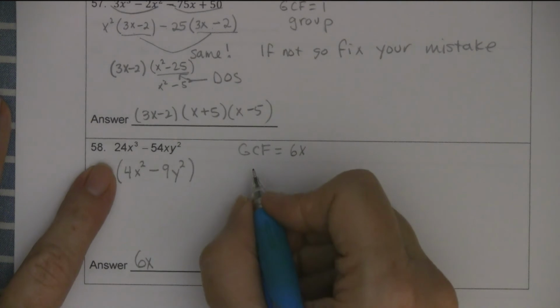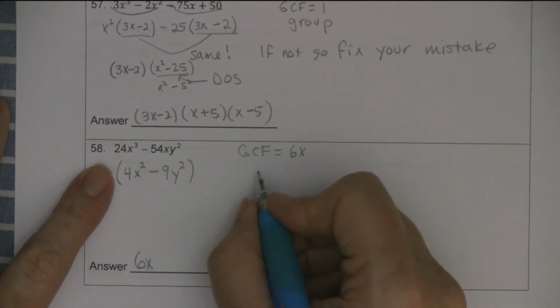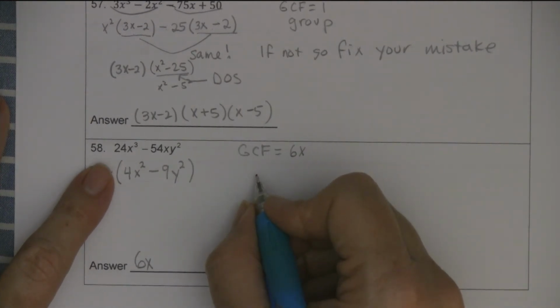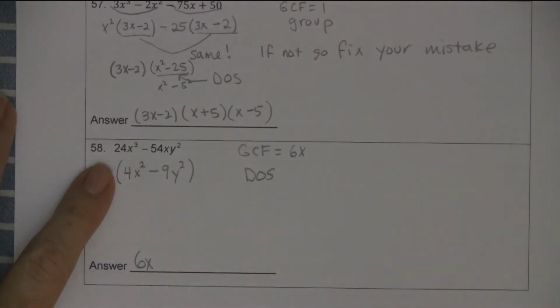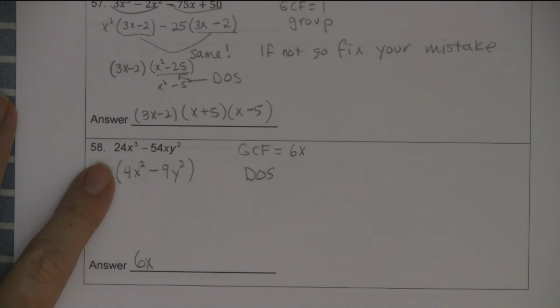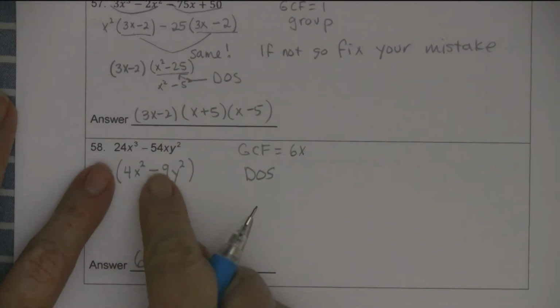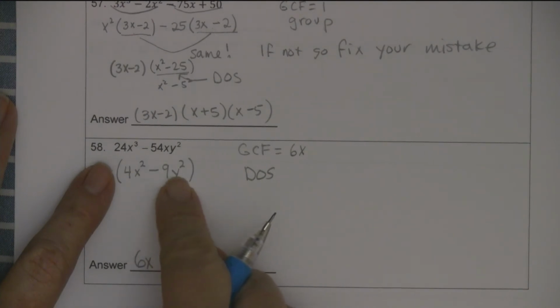Remember binomials, greatest common factor. Is it somebody for me? No. Oh, okay. It can be a greatest common factor. They can be a difference of squares. This one's a difference of squares, right? Because 4 is a perfect square, x squared is a perfect square. It's a minus. 9 is a perfect square, y squared.